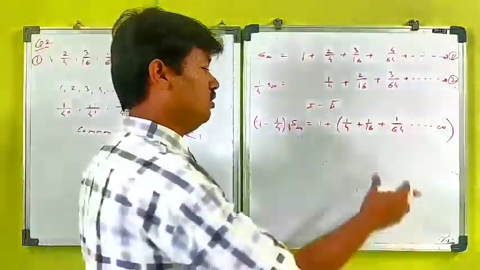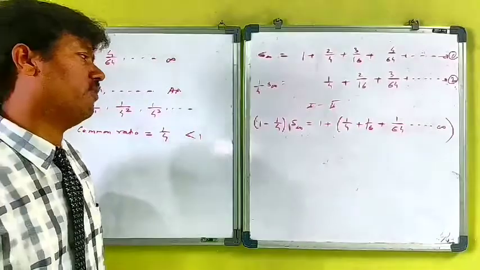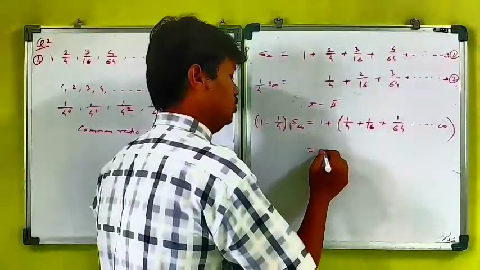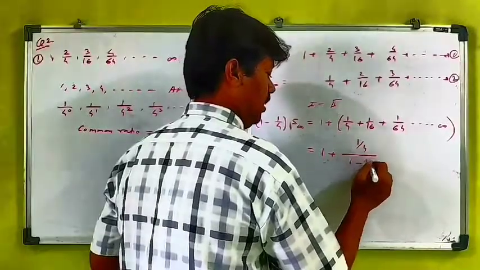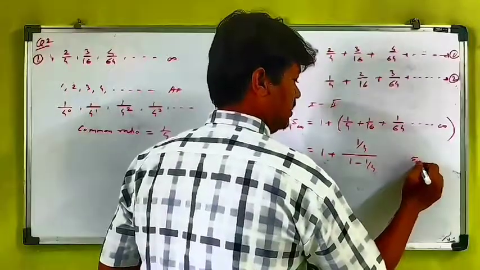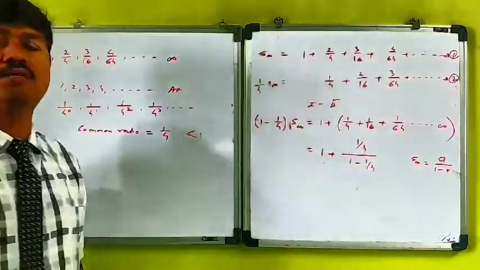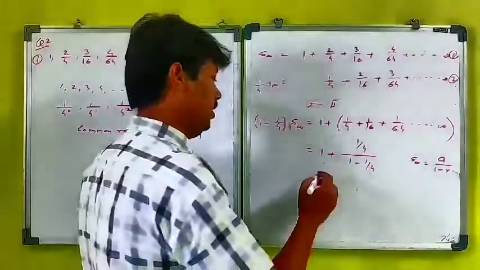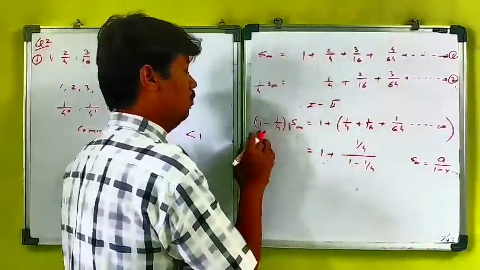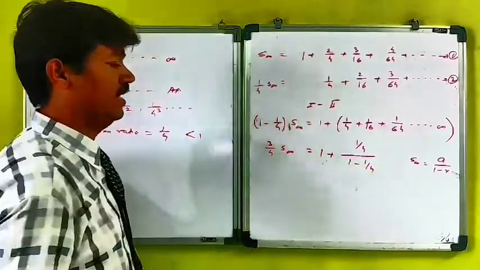So here you have to use the sum of infinity for a geometric progression. The sum of infinity for the geometric progression is a upon 1 minus r. That is the formula. We use this formula here. So 1 by 4 gives you, and this is 4 minus 1, so it is 3 upon 4 into S infinity, like this.